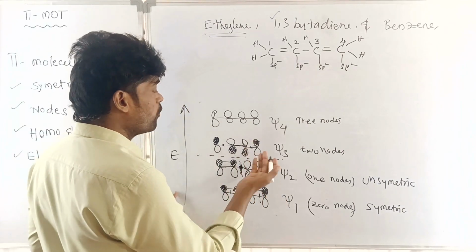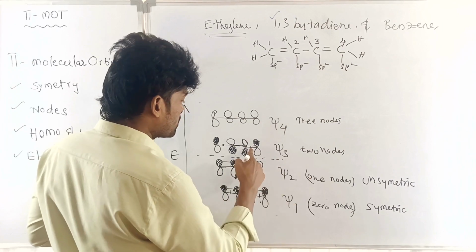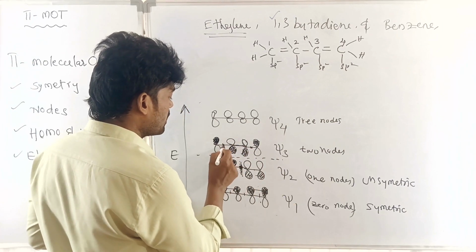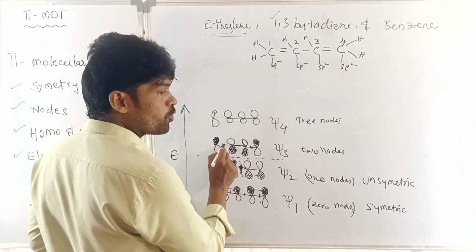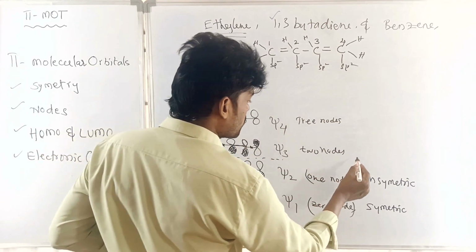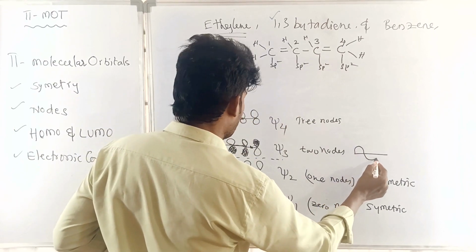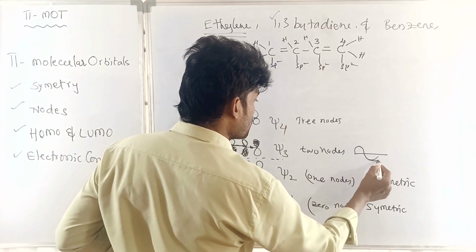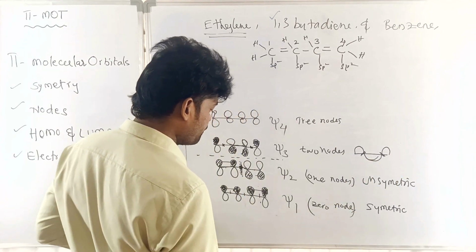Not able to give bonding. So psi 3. Coming to nodes, there are two nodes at this particular point and at this particular point. This is a node point. This is also a node point. So one up, one down, two downs, and one up. This is a node. This is a node.